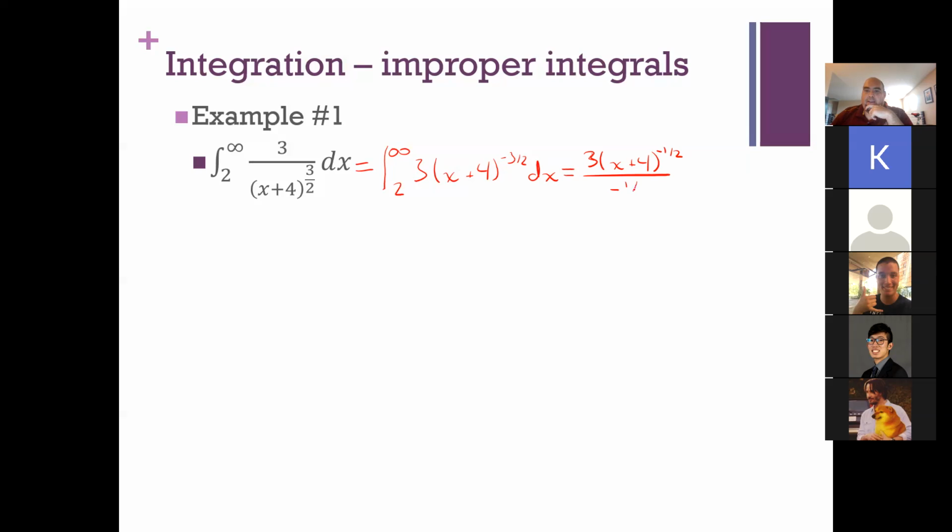Divided by -1/2, evaluated from infinity to 2. Now that we've taken the antiderivative, we've got to throw in this limit operator. So we're going to do a limit as b approaches infinity of -6, and it probably makes sense to rewrite this now, -6 over the square root of x plus 4, evaluated from 2 to b. Wait, how do you get 6? 3 over -1/2. Oh.